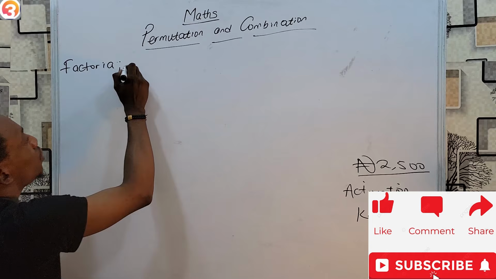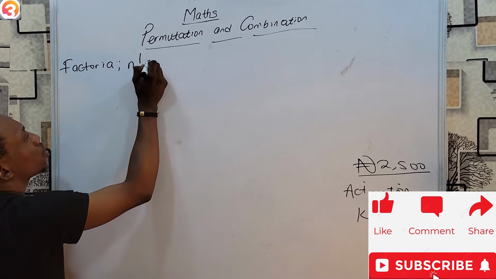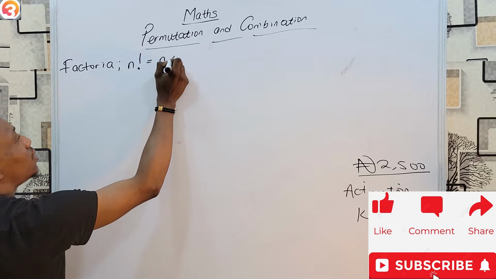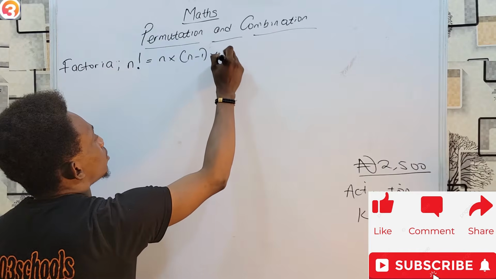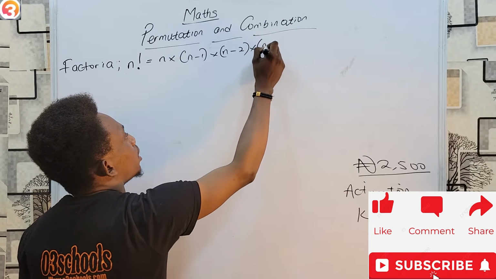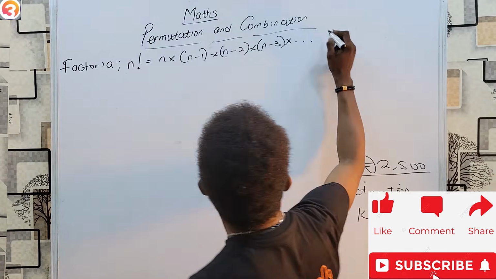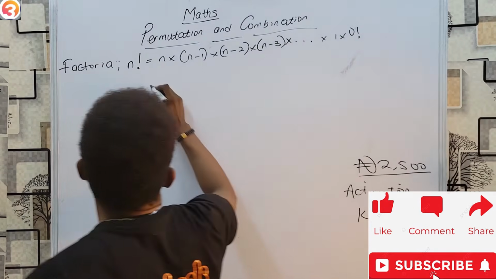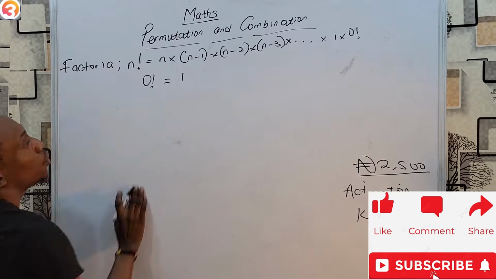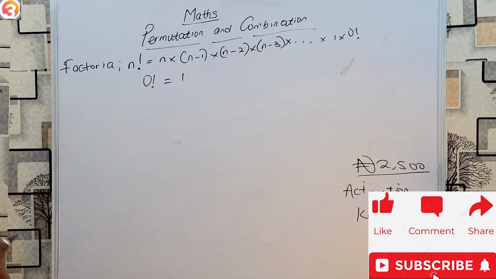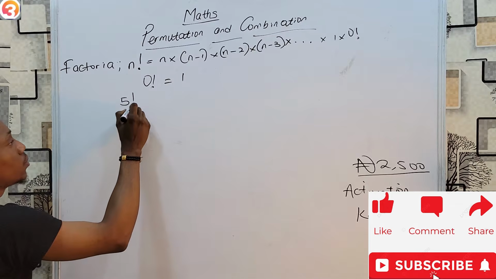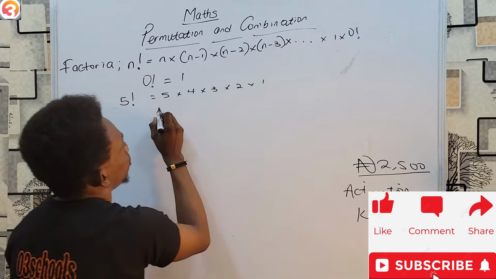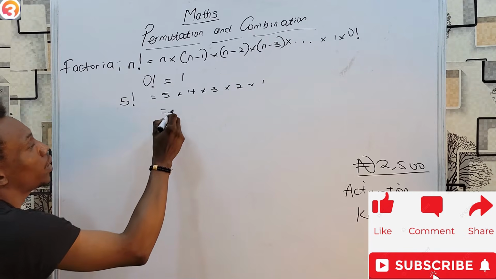Now, the factorial of any number, say n, which is symbolized by n factorial, this exclamation mark in mathematics we call factorial, is simply given by n times n minus 1 times n minus 2 times n minus 3 all the way down till you finally get to 1 times 0 factorial. And please note that 0 factorial equals 1. So very, very straightforward. This means that say you're looking for 5 factorial, that would be 5 times 4 times 3 times 2 times 1, which should give you 120.